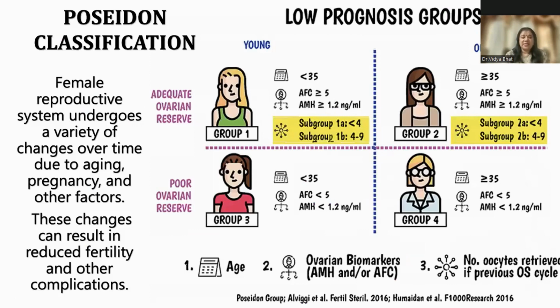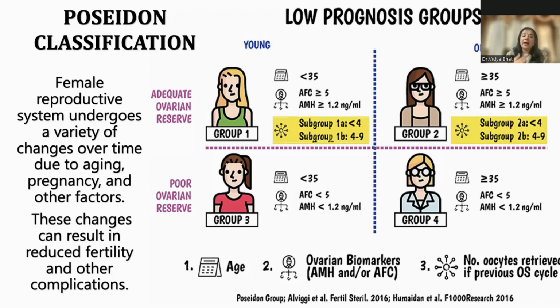The female reproductive system undergoes a variety of changes over time due to aging, pregnancy, and other factors. These changes can result in reduced fertility and other complications. You have groups 1, 2, 3, and 4. Now, this is basically based on, first, the age. Second is the ovarian biomarkers, AMH or AFC. And third, the number of oocytes retrieved in the previous ovarian cycle.